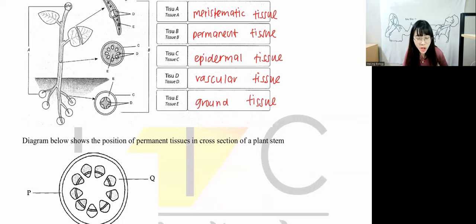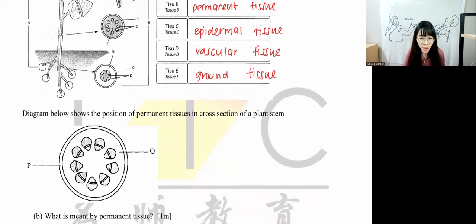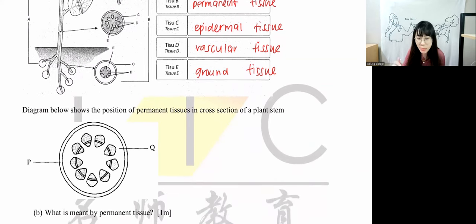Okay, next, the diagram below shows the position of permanent tissue in a cross section of a plant stem. We have to write what is meant by permanent tissue. A permanent tissue has to carry out a process. What process is that? Right, they have to carry out cell differentiation. Very good. As long as they undergo cell differentiation, all mature tissue will have what? Will have a specific function. Very good.